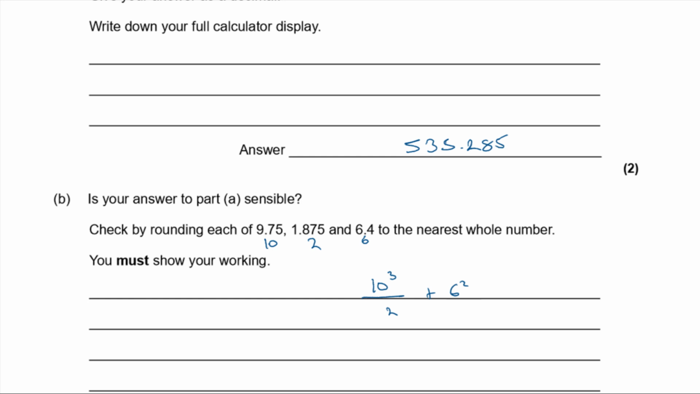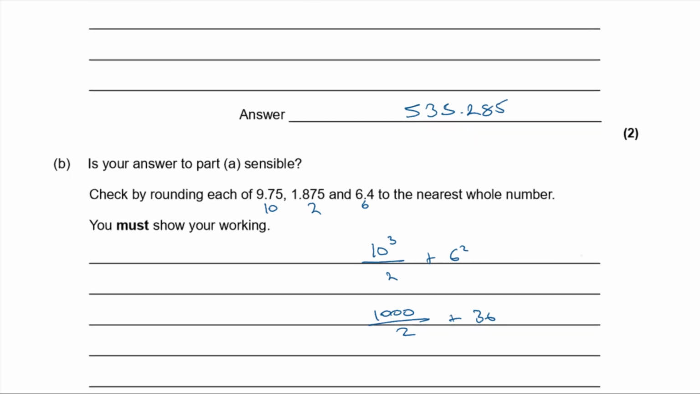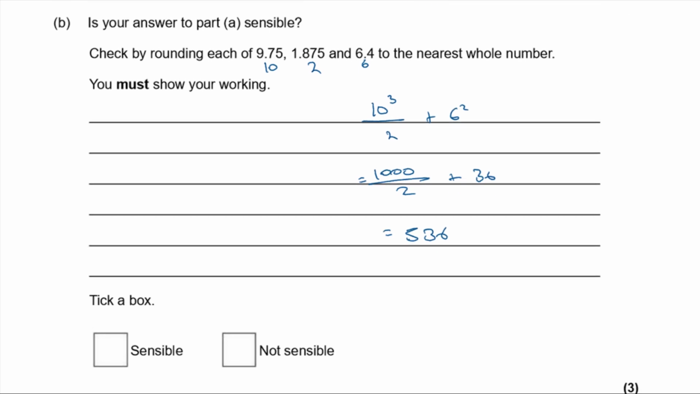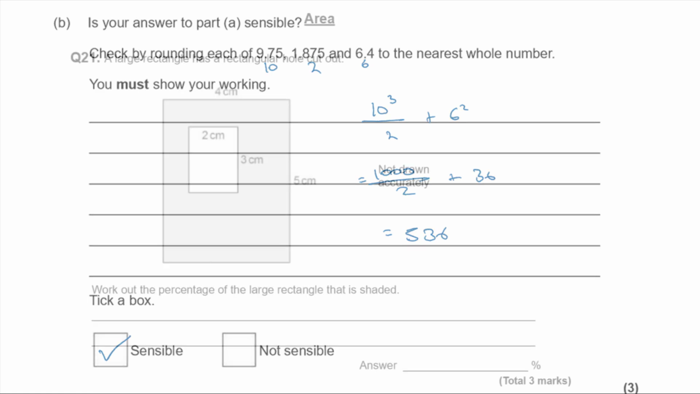10 cubed is 1,000, 10 times 10 times 10. And then 6 squared is 36. Half of 1,000 is 500 plus 36. That's going to be 536 is our answer then. Now remember we got 535, which is pretty close, isn't it, to my answer. So is my answer sensible? I've got a little tick box here again, so I'm going to tick yes. Yes, it is sensible.